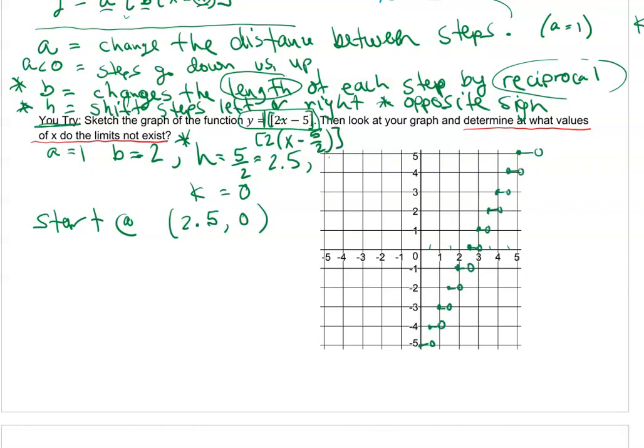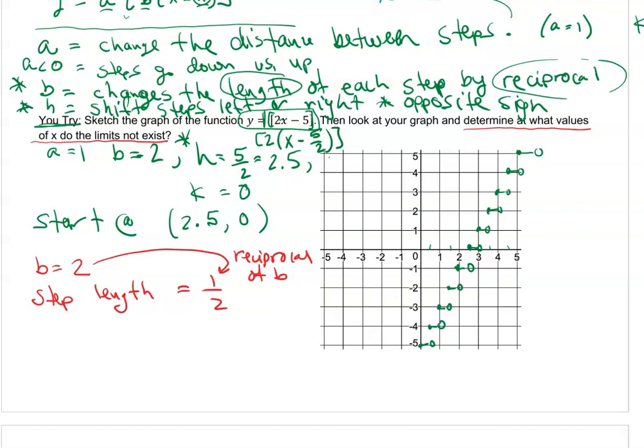Okay, so I hope you have a graph that looks similar to this one. What I want you to notice is that because b was equal to 2, the step length was only 1/2. You take b, you do the reciprocal of b, and that is how long your step length will be. The starter step, the first one, began at (h, k), which was (2.5, 0). And the steps were going up because a was positive.